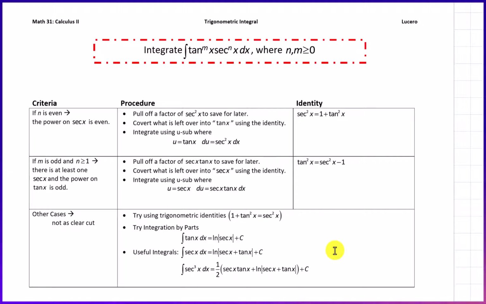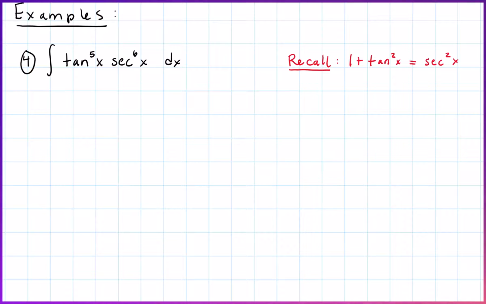All right, let's jump into some examples. All right, on this first example, the integral of the tangent to the fifth of x times the secant to the sixth of x dx, the power on the secant is even. So we see that that power is even.